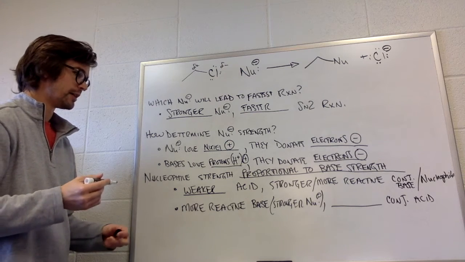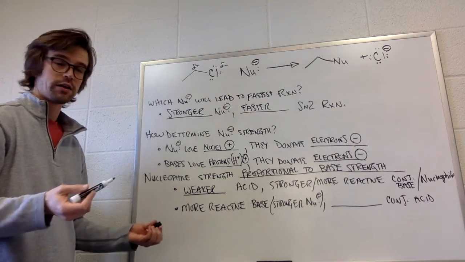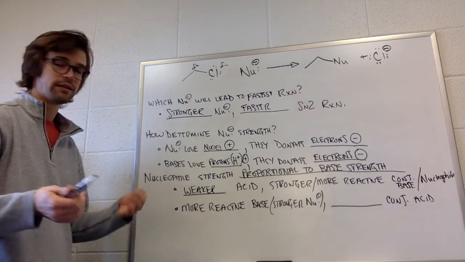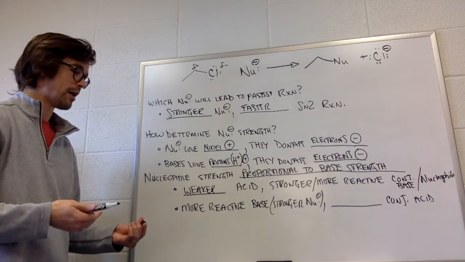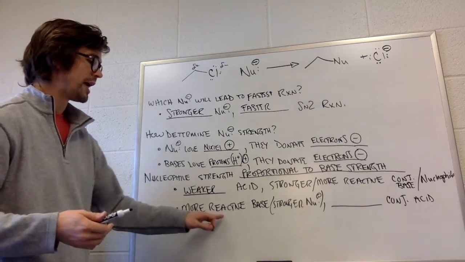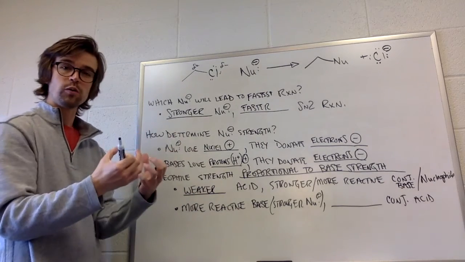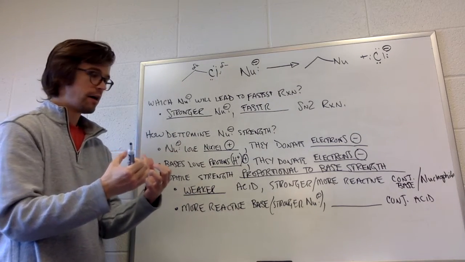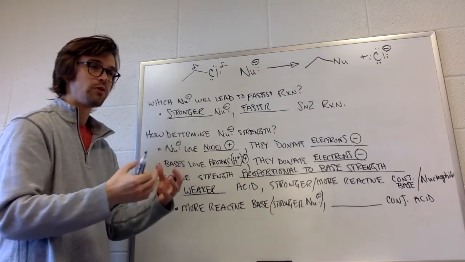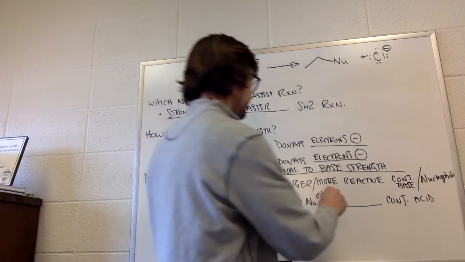That's straight from that conjugate acid-base relationship that we learned about in the acid-base chapter. A more reactive base, so if we have a really strong base, it really wants that proton. And if it grabs that proton, it's going to make a weak conjugate acid.